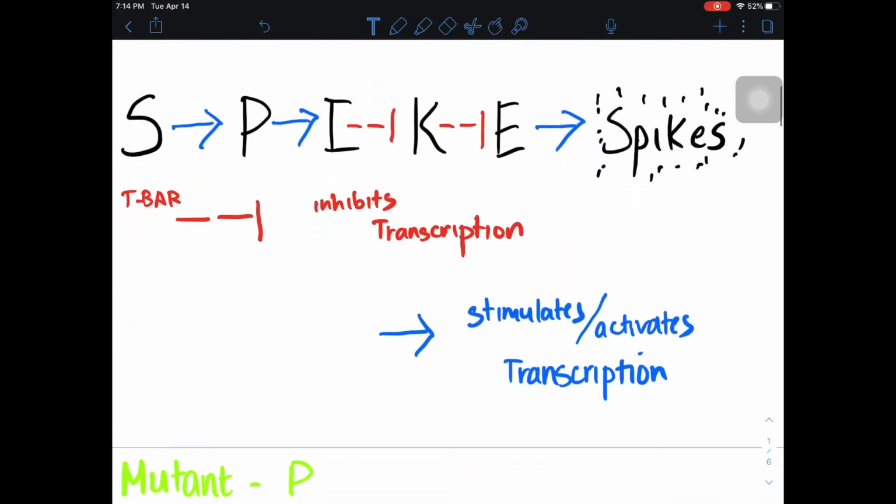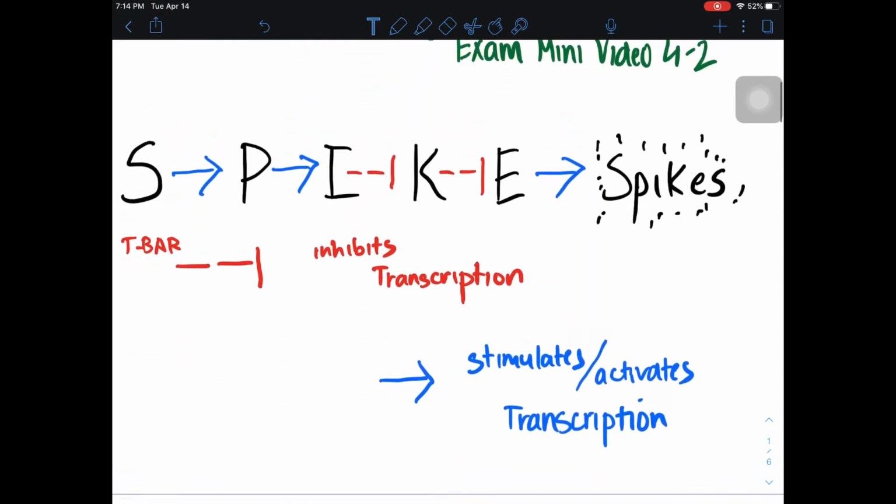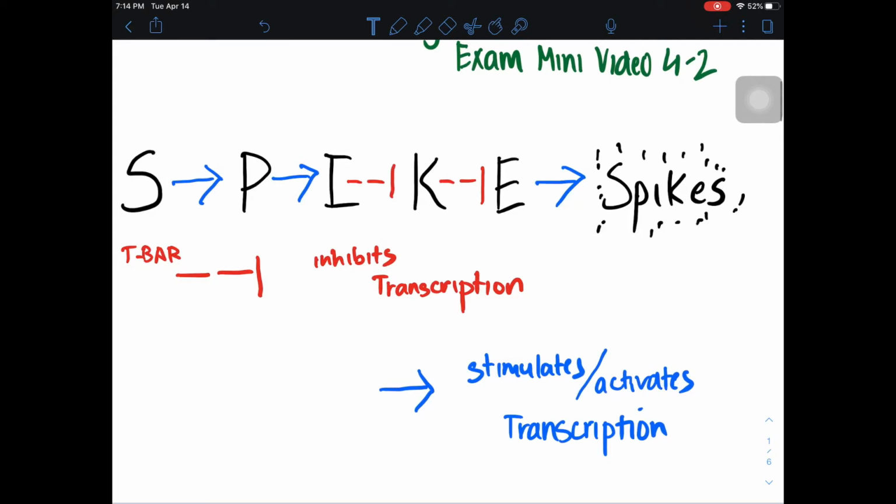The T-bar represents that transcription is inhibited, and the arrow represents that transcription is activated. So S activates P, which stimulates I, and I inhibits K, and K inhibits E, and E stimulates the formation of spikes. Now, let's talk about different mutations, starting with the mutation in P.